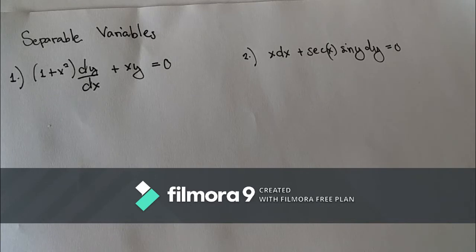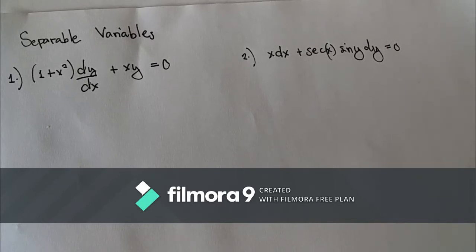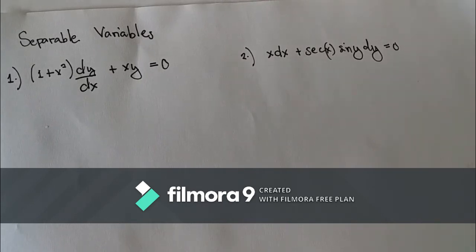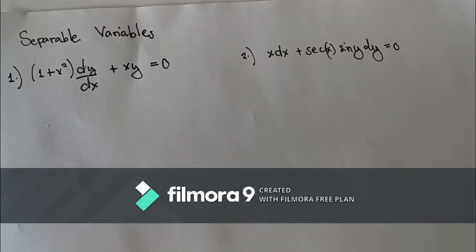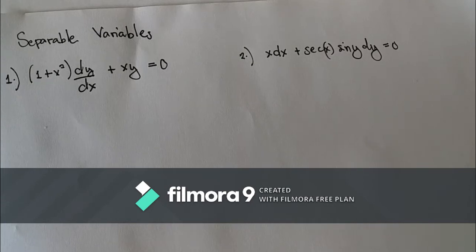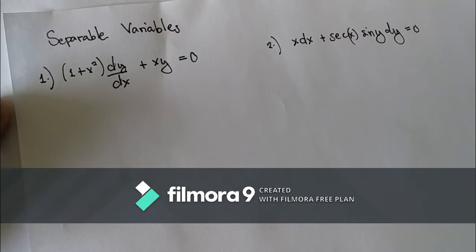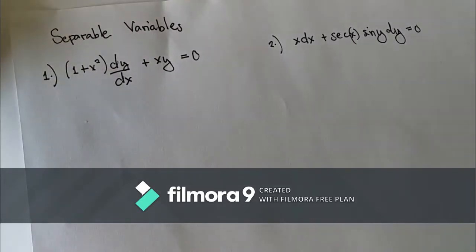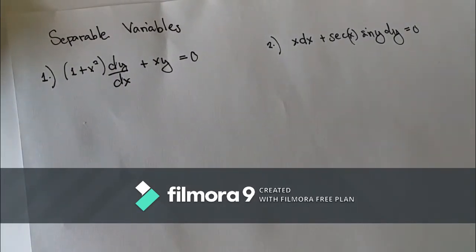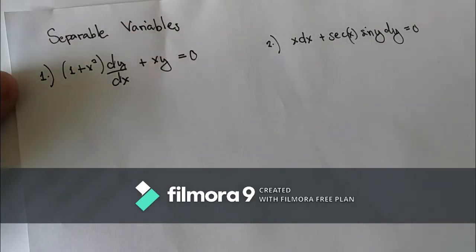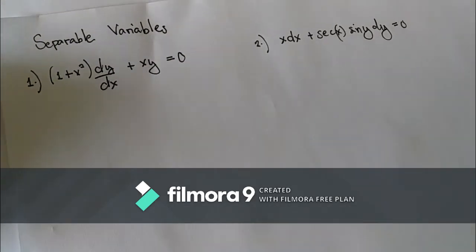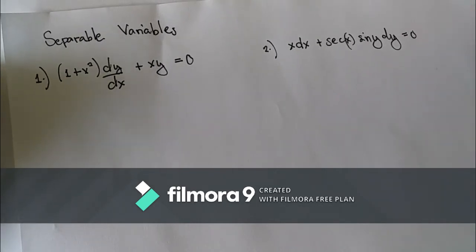So what we'll do is find the solution of the given. We have two givens, number 1 and number 2. This is the easiest way of finding a general solution, and after this, a particular solution. So we'll answer number 1. For the number 1 example, we have the quantity 1 plus x squared, dy over dx, plus xy, equal to 0. Find the general solution of this one.